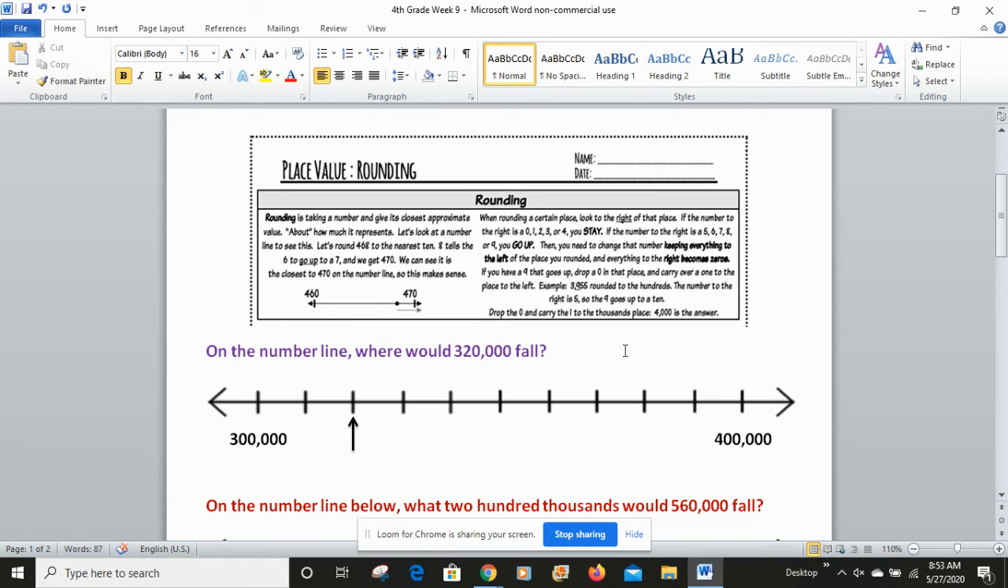So practice your rounding today. It's really an important skill. Like I say, it can be used for estimating, checking your answers when you're doing other operations. So work hard on that. Maybe have someone check your answers today and see if what you are thinking and what you're working on turned out to be the right answers.